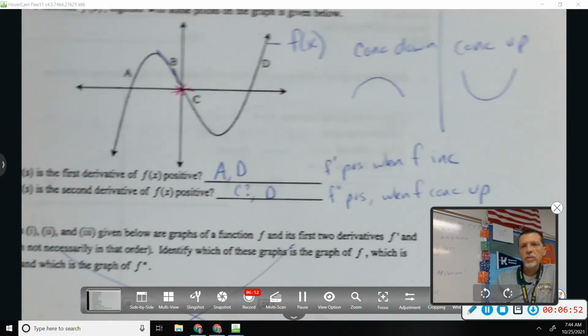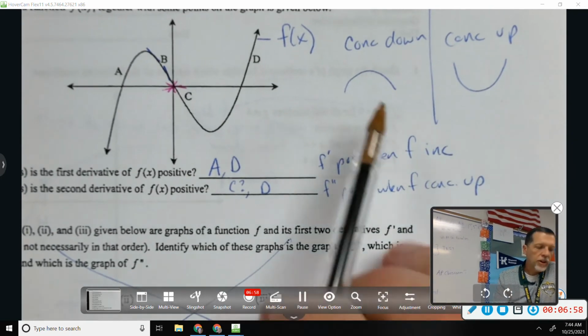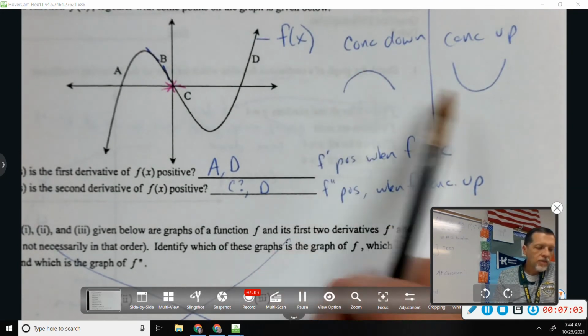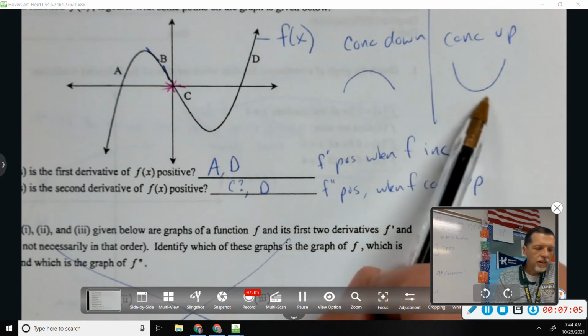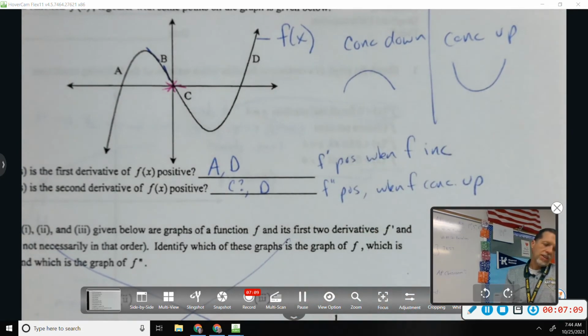I mean, there's your pictures of concave down and concave up. It's a little tricky because f prime could be positive or negative. f prime could be negative or positive, but that's different from concavity.